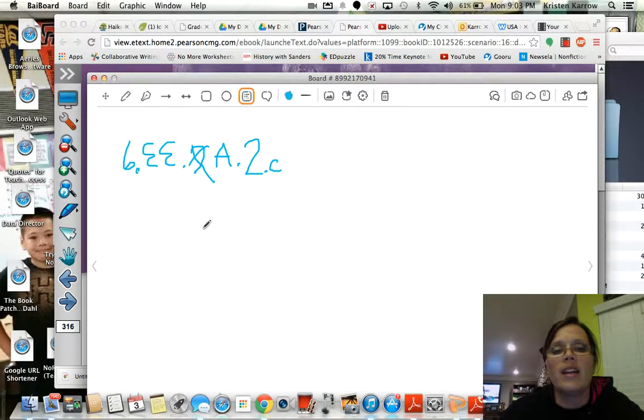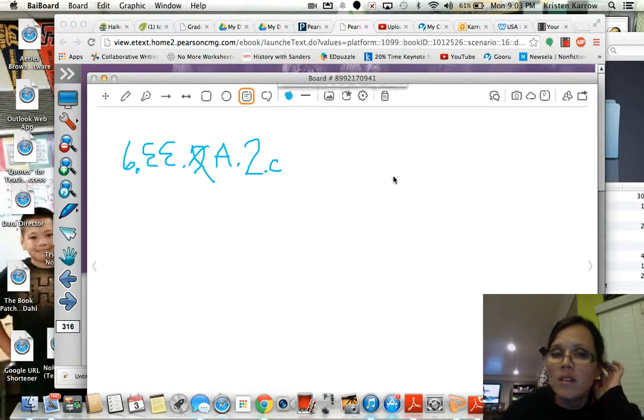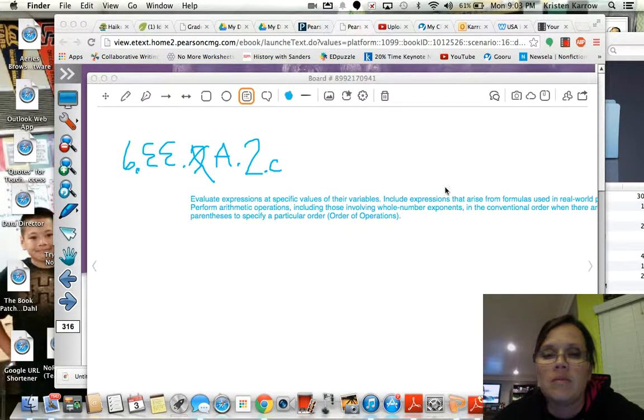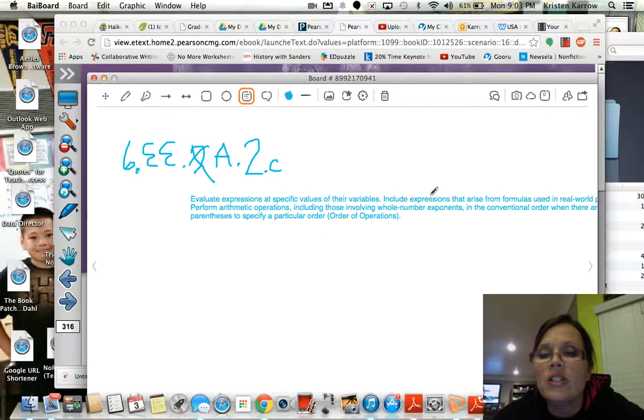And what that says is the following. We're going to evaluate expressions at specific values of their variables. So you need to be writing this down in your notes. It's going to include expressions that arise from formulas used in real-world problems, and the end got cut off there.